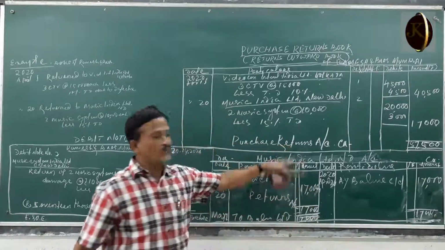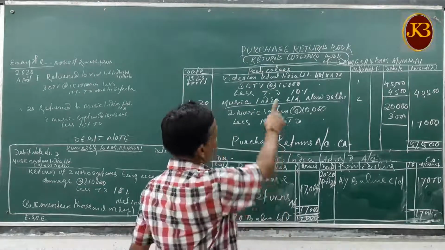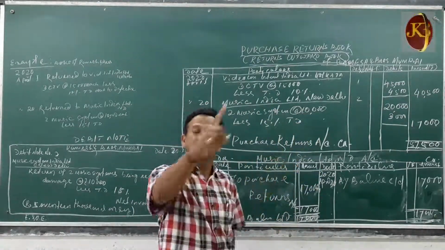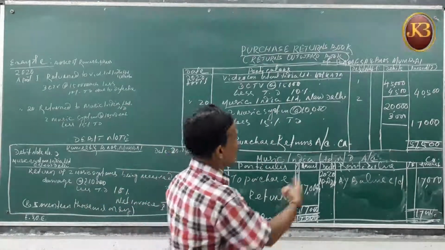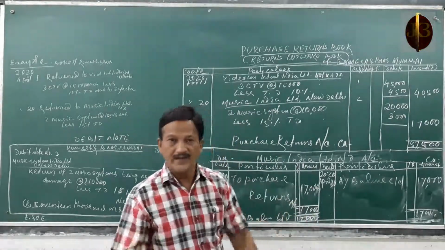17,000. So this is the way how you will push it to the ledger account, from the purchase return book to the ledger account of the supplier, and from the purchase return book to the purchase returns account of the ledger account. Already I had shown you. So this is how you will prepare it.